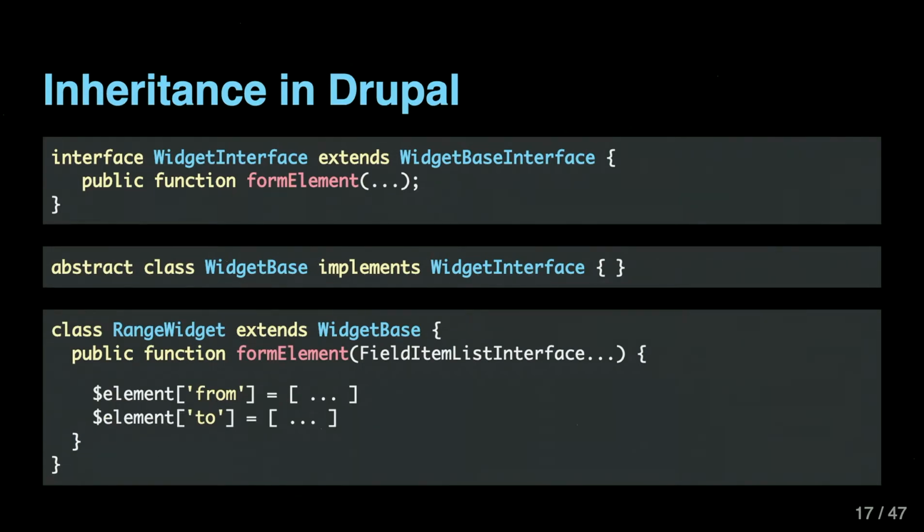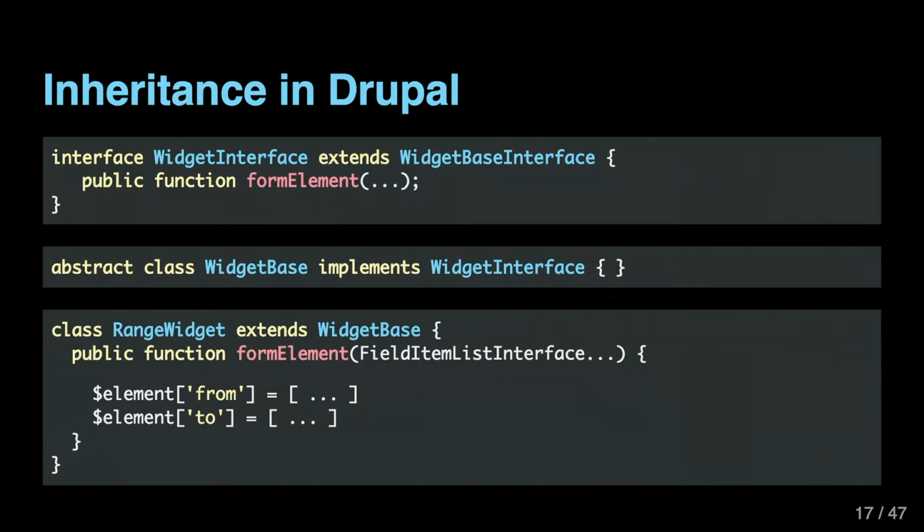This is actually something I used on a project a few weeks ago. So there's a widget interface that has a form element function, and then there's an abstract class. Abstract basically is a class that has empty functions that you then have to implement. You can't create an instantiation or an object of an abstract class, but you can extend from it and use the functionality to create other classes. So in this case, the last part, the range widget, extends the widget base, which implements the widget interface, which has that form element function.